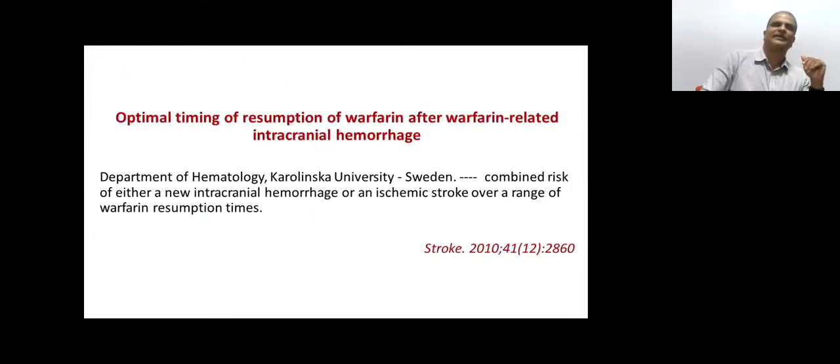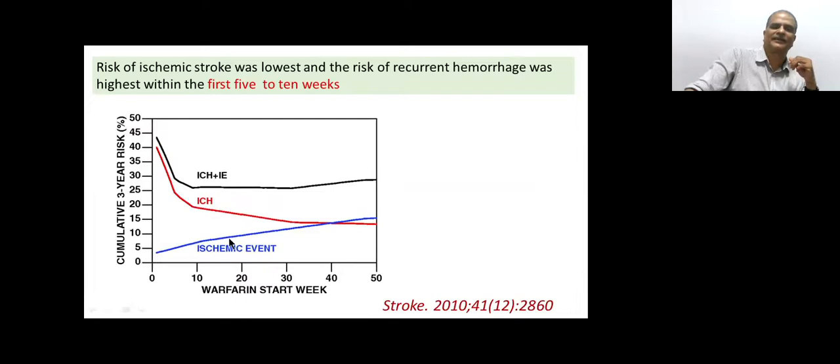Now a patient you have started on warfarin has come with the bleed. Okay, so what will you do? There is every indication for starting anticoagulation. He has atrial fibrillation, he had two strokes earlier. So there is a study which was done from Sweden. Very interesting. If you look at this, following an oral anticoagulant induced bleed, the chance of having a recurrent hemorrhage is highest in the first 10 weeks. And the chance of having an ischemic stroke is lowest in the first 10 weeks.